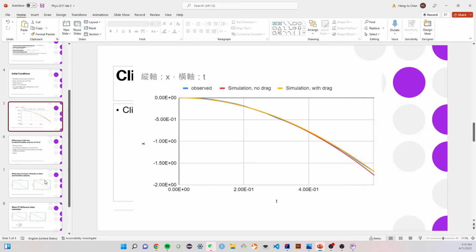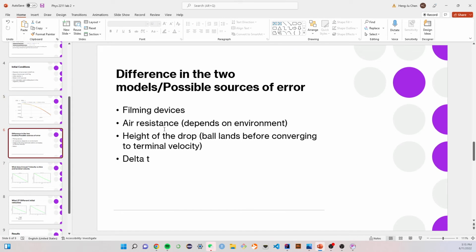So now I'll be talking about possible sources of error, which includes filming devices. Since we're not using any sort of scientific device, there could easily be a lot of issues with the frame rates and the quality of the recording. And also the air resistance should play a factor. Since we're not performing our experiment in a vacuum, the air density is different everywhere, so it really depends on the environment, and in our model, we aren't really taking that into consideration.